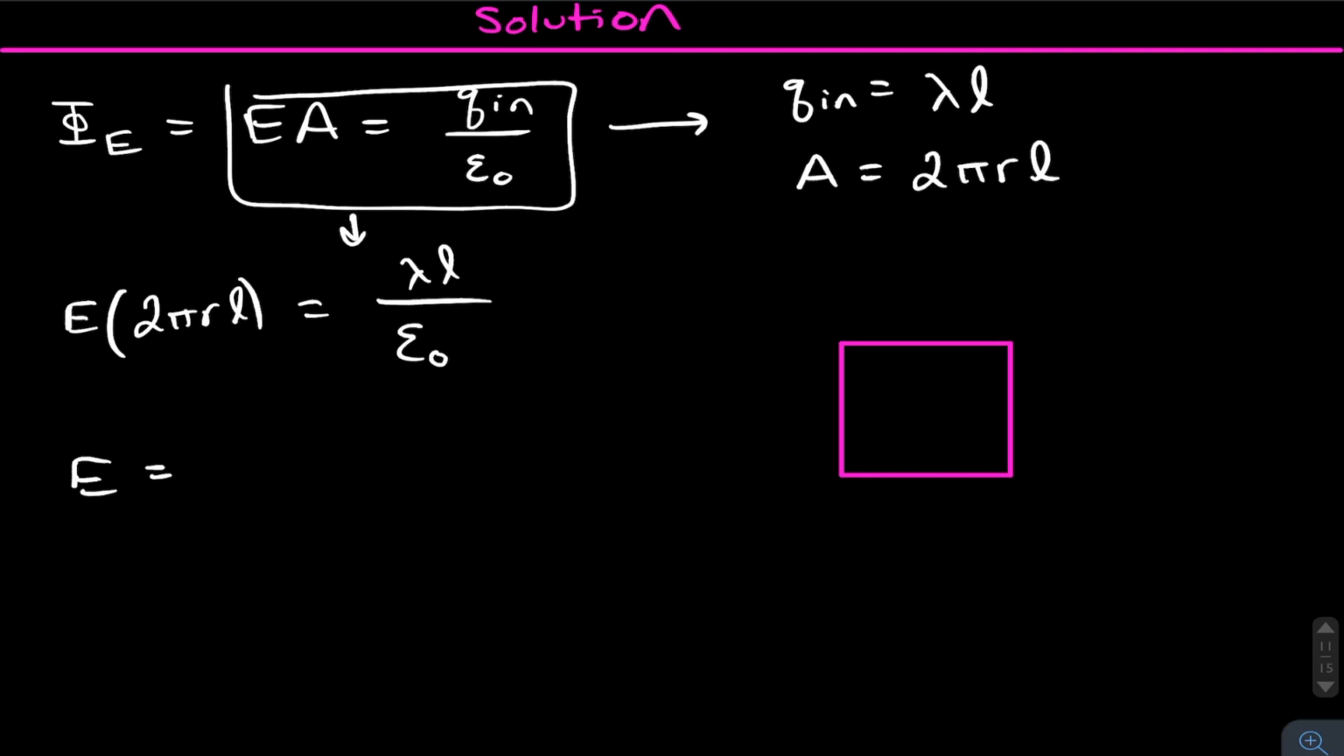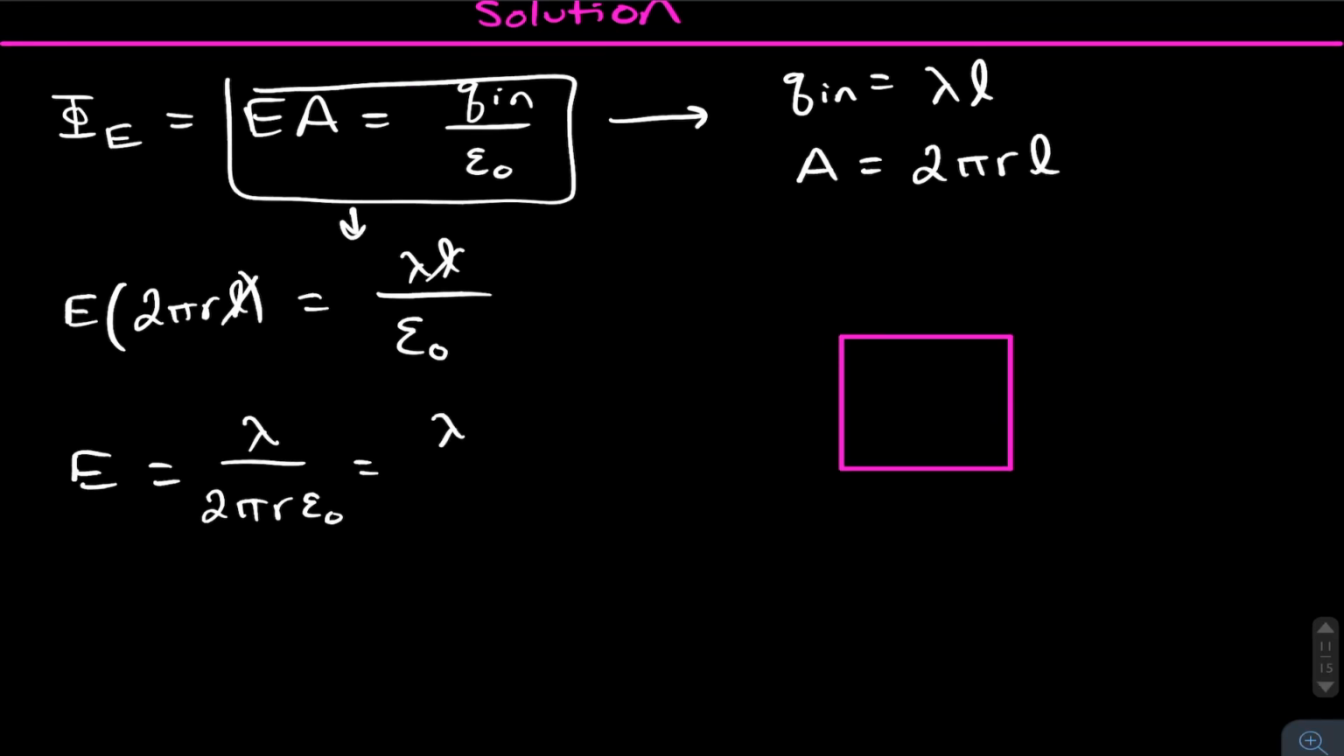Coming down here, we plug in what epsilon naught actually is, and you see that the lengths cancel off. We can divide this over, so we get E equals lambda over 2 pi r epsilon naught, which is the same thing as lambda times 4 pi ke over 2 pi r. The pi's cancel off and we just get a 2 on the top. So the electric field is just going to equal 2 ke lambda over r.